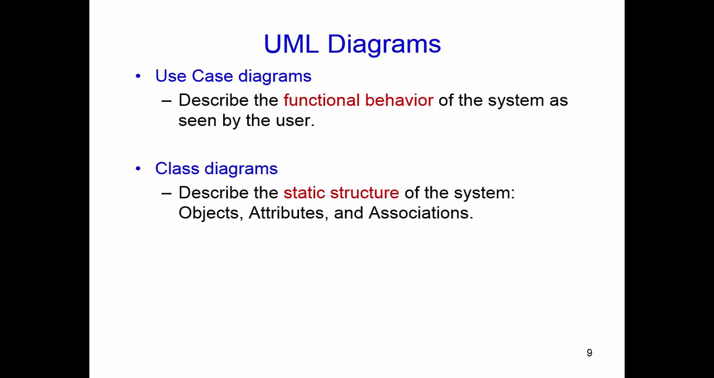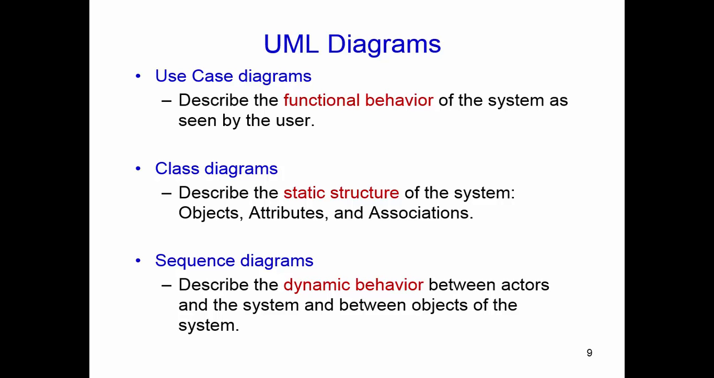The class diagram describes the static structure of the system. So this is the actual system in terms of parts, in terms of components. Sequence diagrams describe the dynamic behavior between actors and the system, and between the objects of the system.